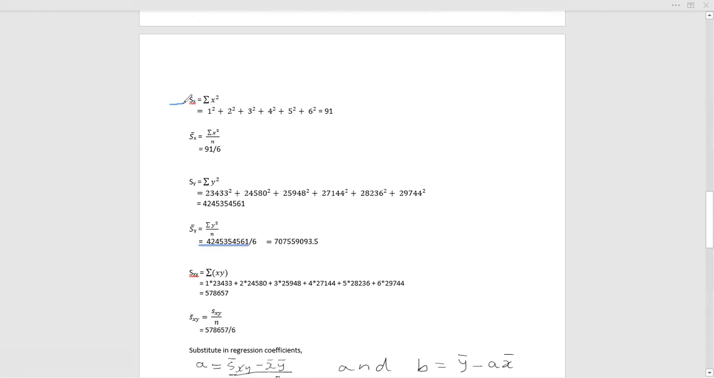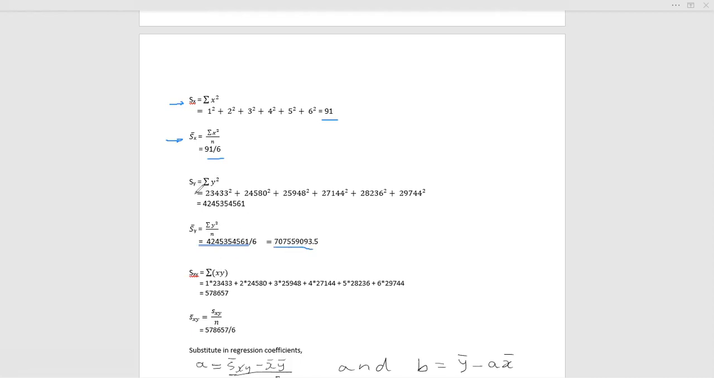Sx is here, means sigma x squared, the sum of squares of x coordinates. Calculated that here and ended up with 91. Sx bar means divide Sx by the number of data points, 91 divided by 6. Similarly, found Sy, the sum of squares of y coordinates, and Sy bar is the average of that. Divide Sy, sigma y squared, by the number of data points, n. We end up with this answer.